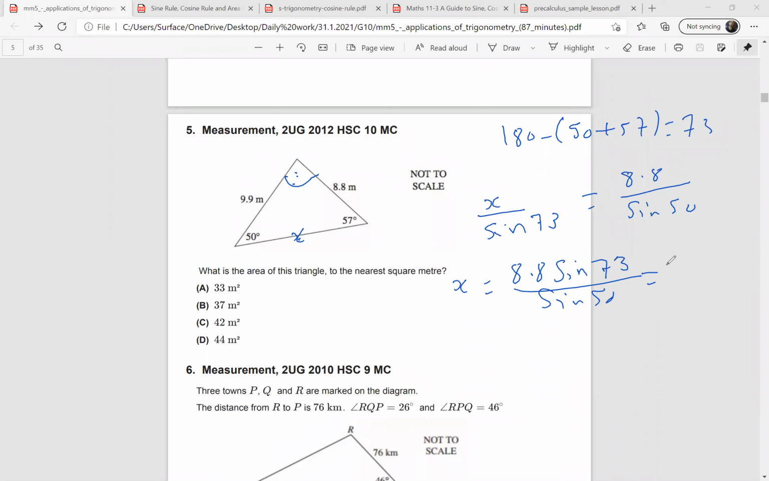It will be 10.9, Mister. 10.9. Can you check the answer again?